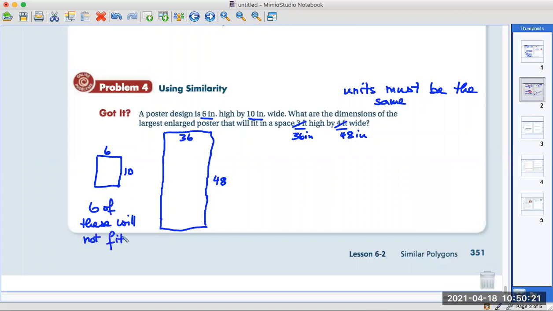Because it would be too long, because that would be 60, correct? Because if I multiply 6 times 6, I get 36. That would work this way, but then 6 times 10 would be 60. We only got 48 inches, so 6 won't fit, so that won't work. Now, how many can I fit in there? 48, this is the problem, the 48 and the 10.